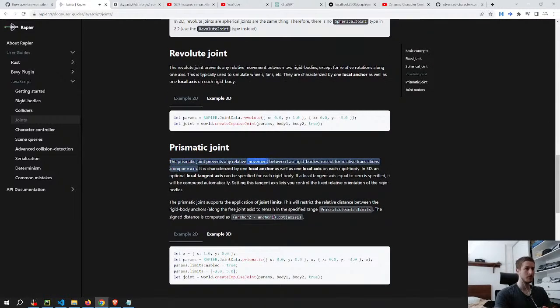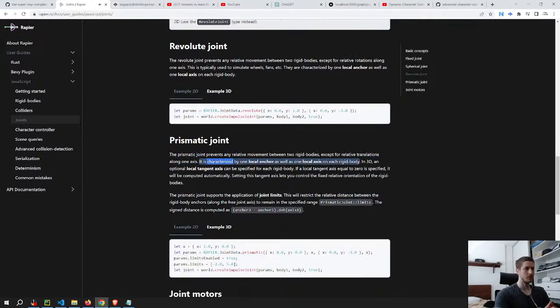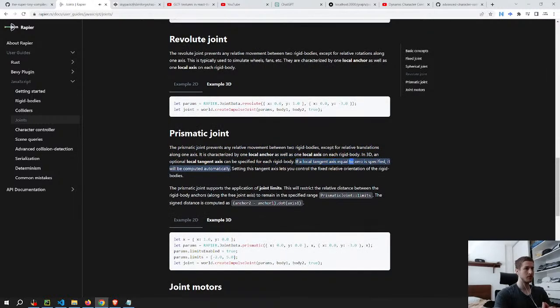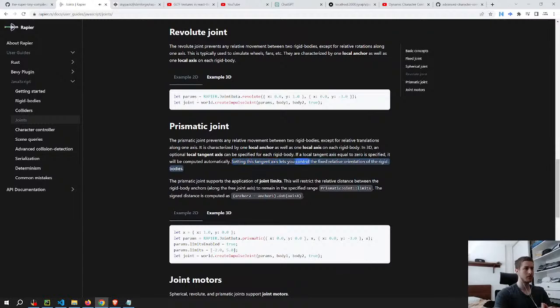The prismatic joint prevents any relative movement between two rigid bodies, except for relative translations along one axis. It is characterized by one local anchor as well as one local axis on each rigid body. In 3D, an optional local tangent axis can be specified for each rigid body. If a local tangent axis equal to zero is specified, it will be computed automatically. Setting this tangent axis lets you control the fixed relative orientation of the rigid bodies.